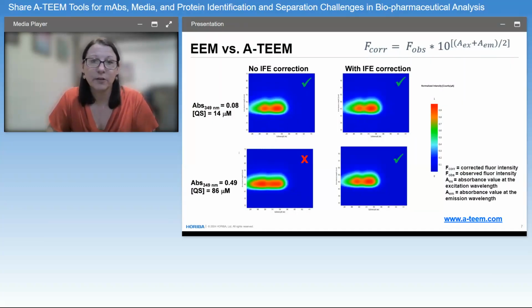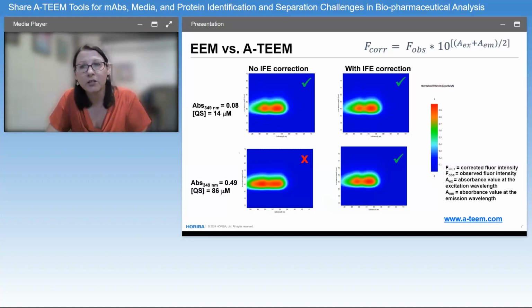So to talk about the inner filter effect a little bit, here at the top is the equation with the corrected fluorescence and how we use the observed fluorescence and the absorbance values at both the excitation and emission wavelengths for each data point in the contour plot or the matrix. So many samples can be measured with a regular excitation emission matrix. The A-TEEM, which is corrected, is more accurate for samples at higher optical density.